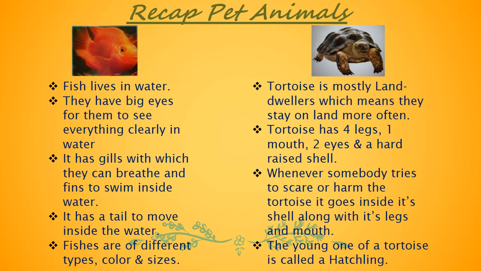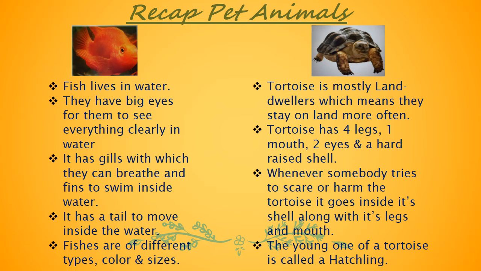Next we have a very cute and a very favorite pet animal, that is fish. Fish lives in water. They have big eyes for them to see everything clearly in the water. It has gills with which they can breathe and fins to swim inside the water. It has a tail to move inside the water. Fishes are of different types, colors and sizes.